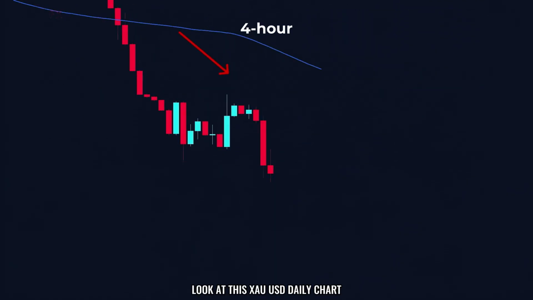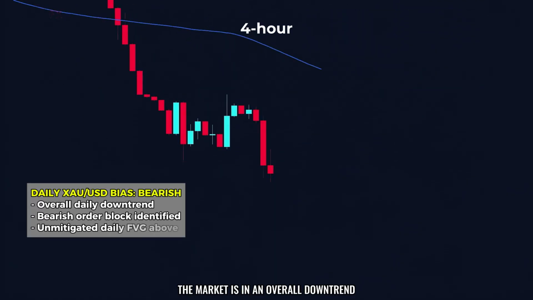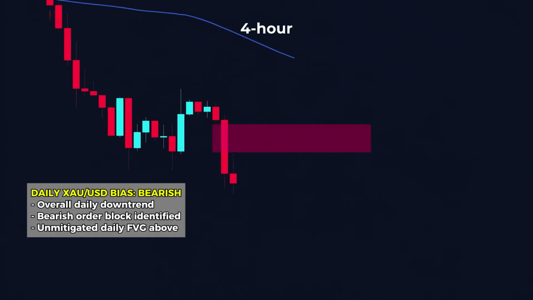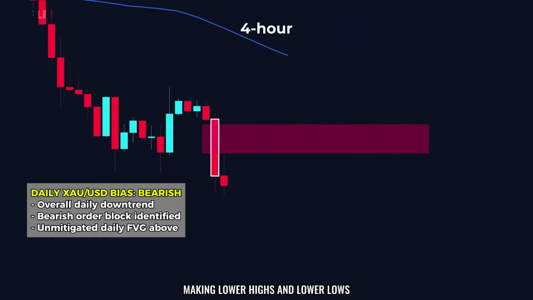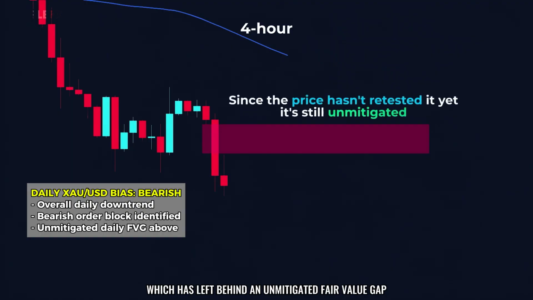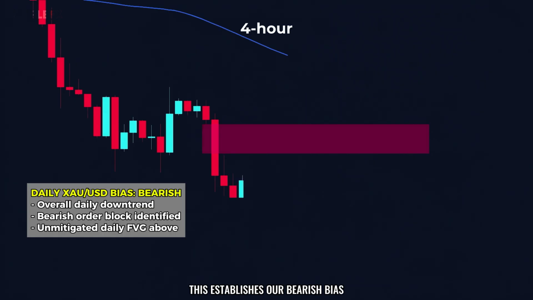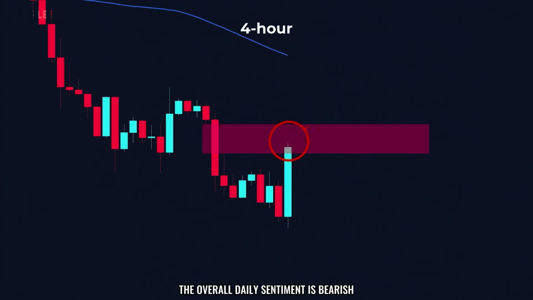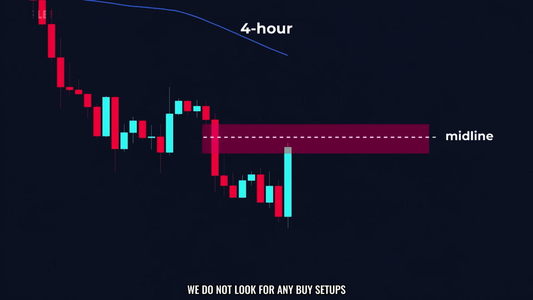Look at this XAU USD daily chart. The market is in an overall downtrend, making lower highs and lower lows. We see a strong daily bearish order block at the top, which has left behind an unmitigated fair value gap. This establishes our bearish bias. The overall daily sentiment is bearish. Now that we have our directional bias, we do not look for any buy setups. We only look for sell opportunities.